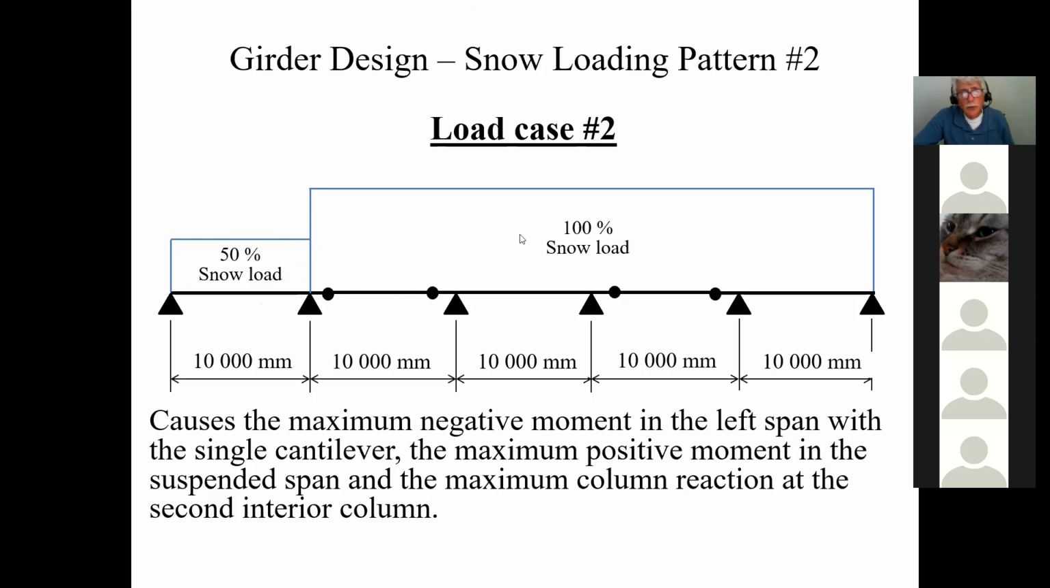So that's load case number 2. Now, load case number 3. Of course, this one gives you the maximum moment in the span and the maximum reaction at the second interior column. In other words, this gives you the maximum CF value in this column here. And we'll see that when we run the analysis. When we design the columns, we'll look at these values.